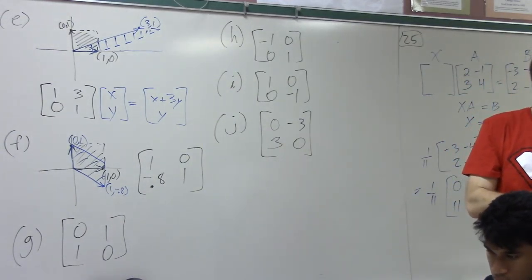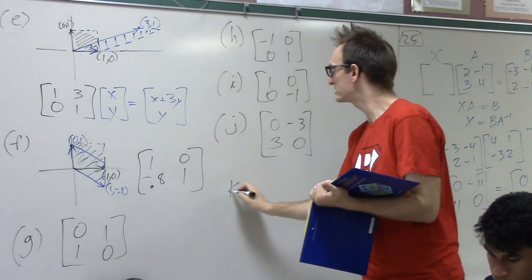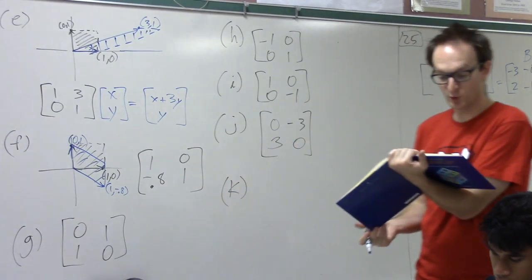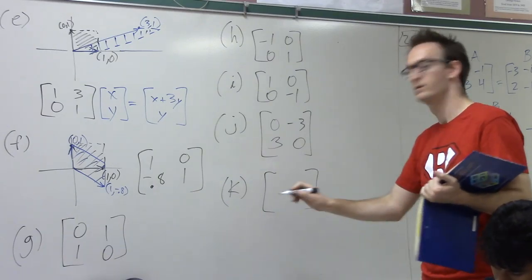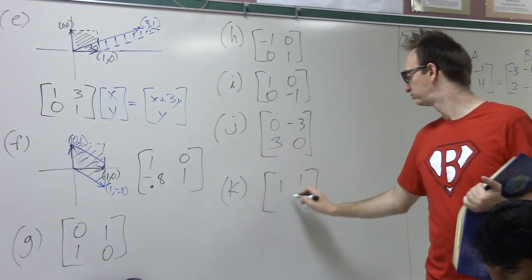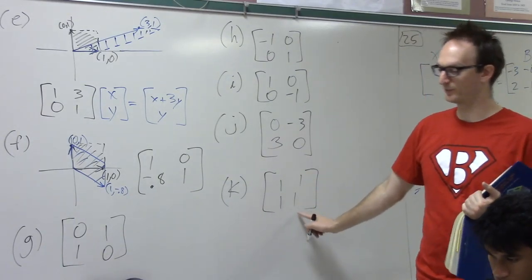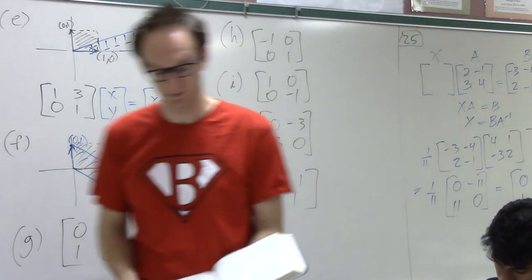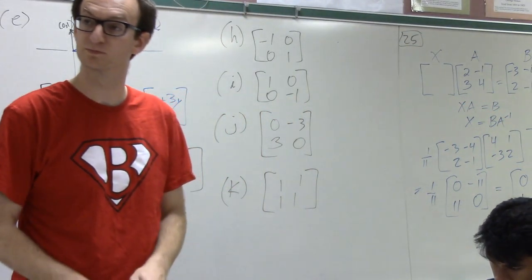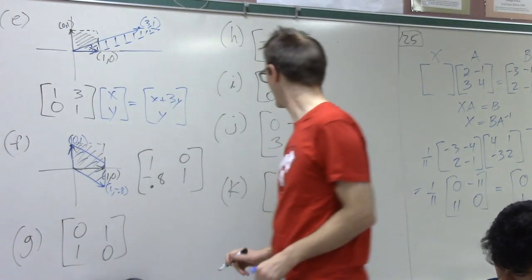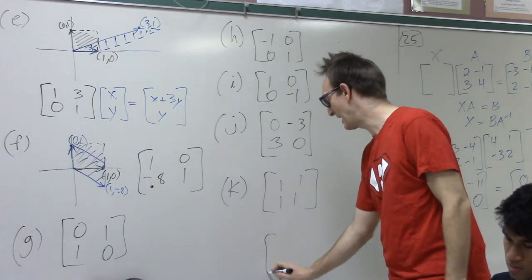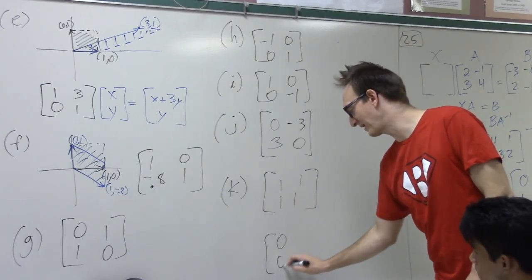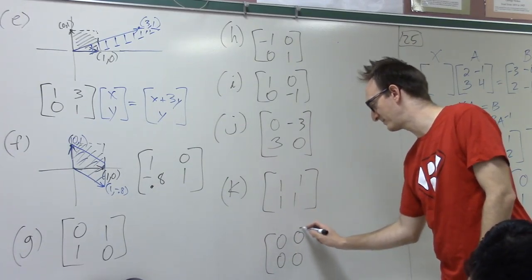All right, last one. It's the killer. Transformation that moves every point to the line y equals x. I have seen you before. Although there are others too that would do that. More on that later. Yeah, I mean this is the killer, but this is like even more of a killer matrix, right?